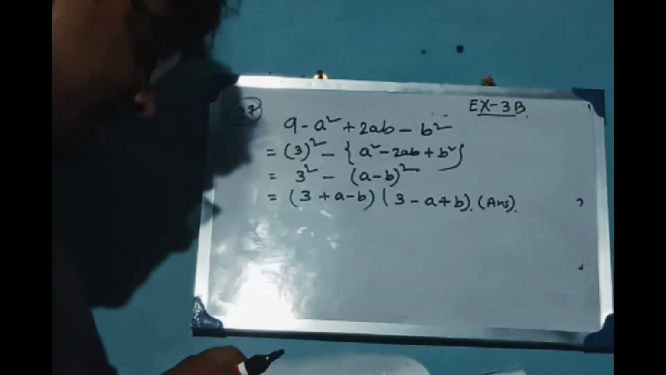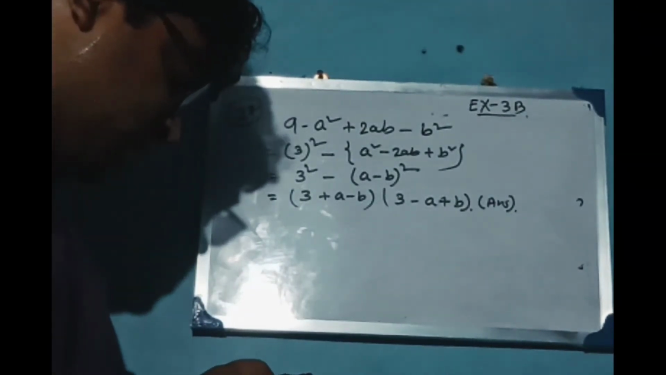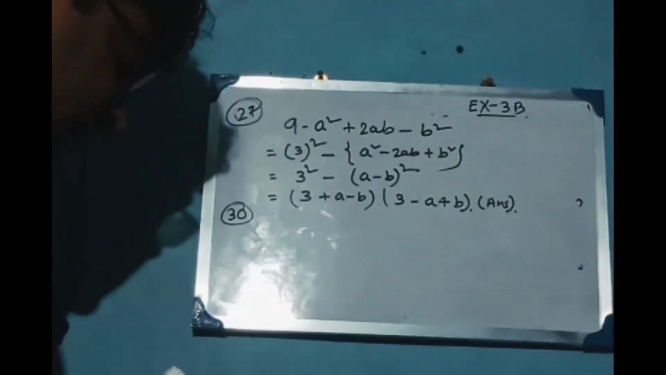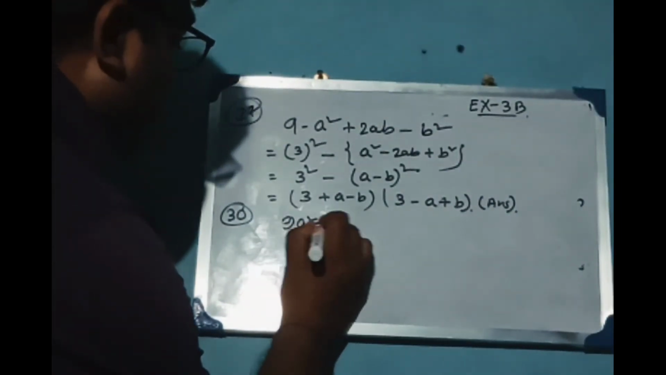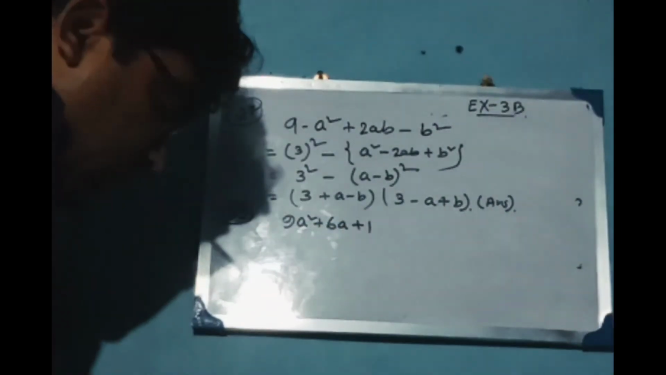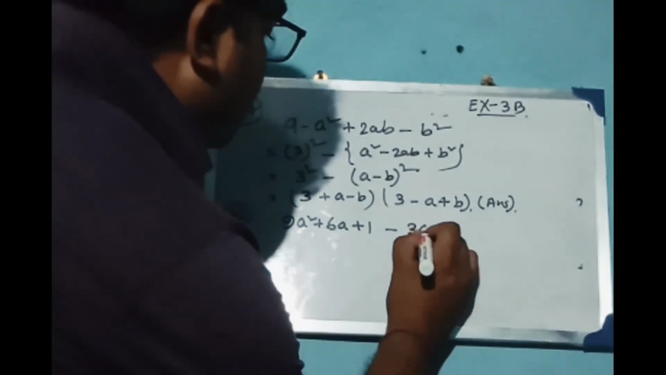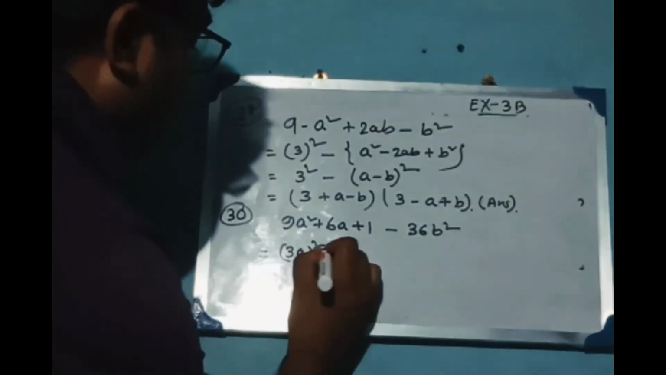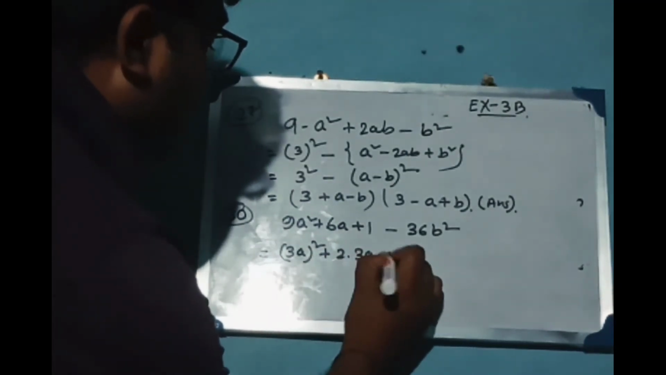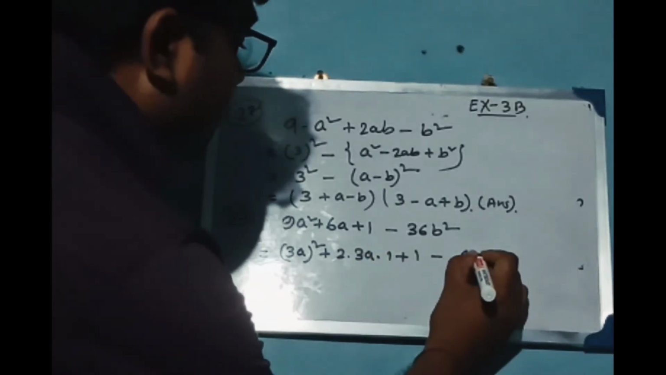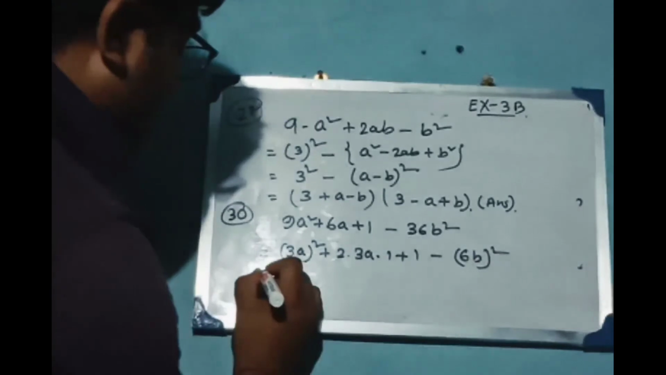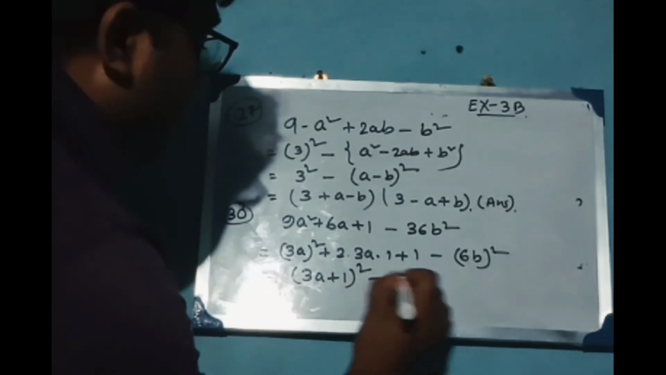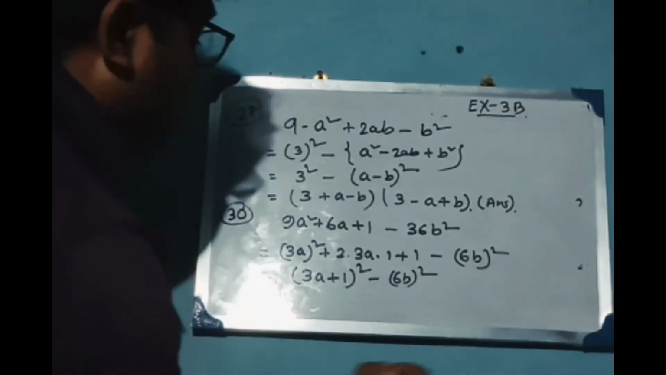Next, question number 27 is done. Question number 30. Now in question number 30, it is given 9a square plus 6a plus 1 minus 36b square. This can be written as 3a whole square plus 2 into 3a into 1 plus 1, minus this can be written as 6b whole square. So this equals 3a plus 1 whole square minus 6b whole square.